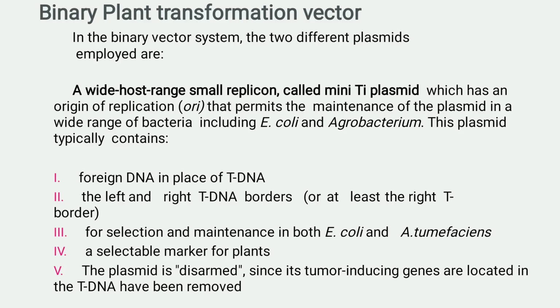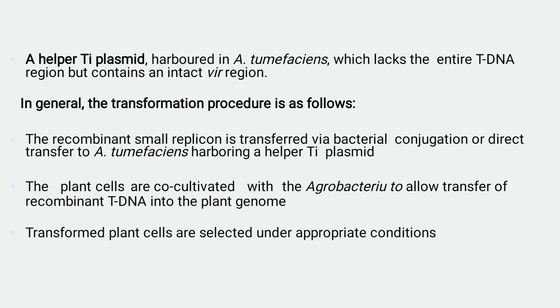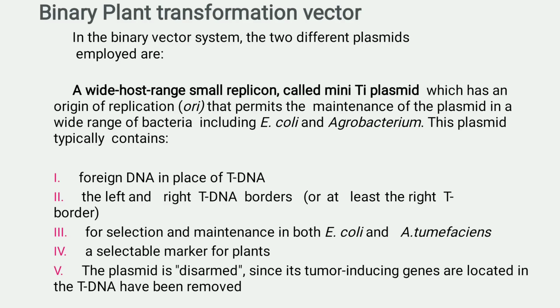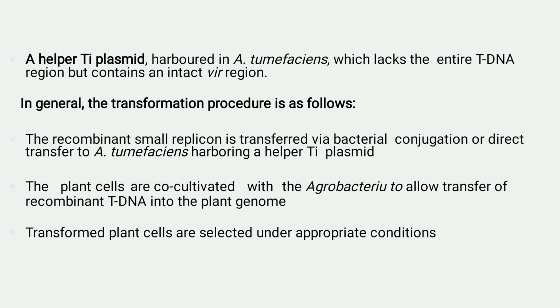Now this is the small replicon, and this small replicon is transferred to agrobacterium. Already I have told you about the binary vector, right? One is the small replicon, which has a wide host range, called the mini TA plasmid, and another one is the helper TA plasmid. So now what they do is, the recombinant small replicon is transferred into agrobacterium which already has the helper TA plasmid. The helper TA plasmid helps in the excision of the desired gene of interest.